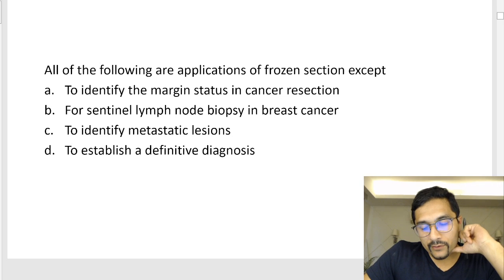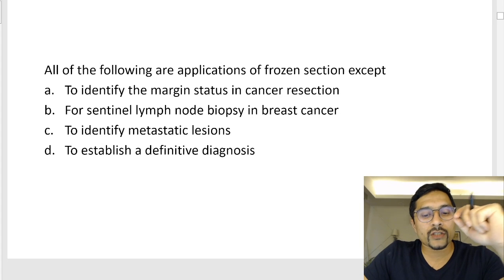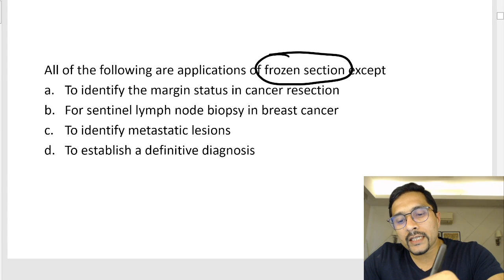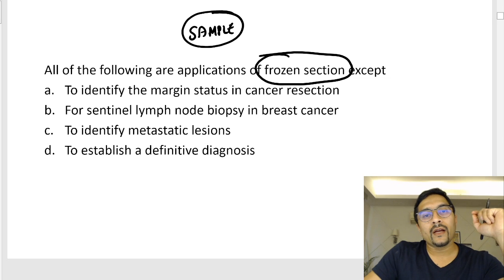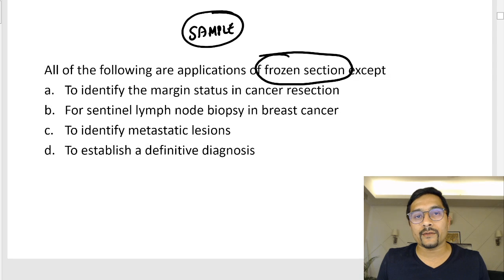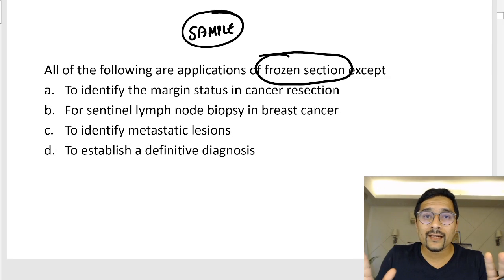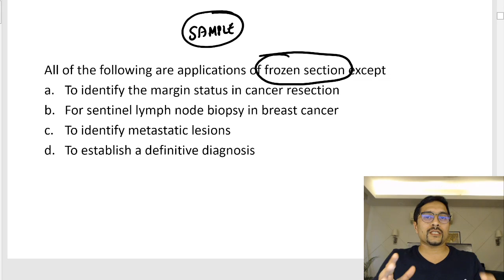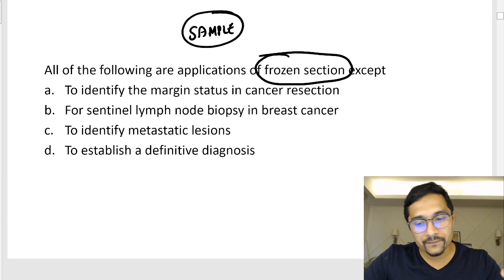Couple of questions regarding frozen sections in INICET. All of the following are applications of frozen section except. The first thing which you should know is how we send a sample for frozen section. So if I am doing a surgery and I have to send a tissue for margins, or I have to send a sentinel lymph node, I send it just like this. No saline, no formalin. Frozen section samples are not sent in saline or formalin. They're just sent in a container.